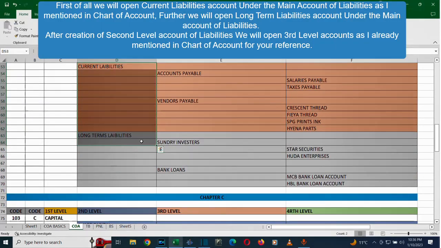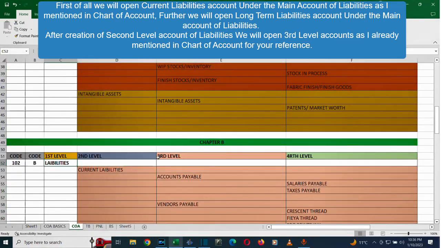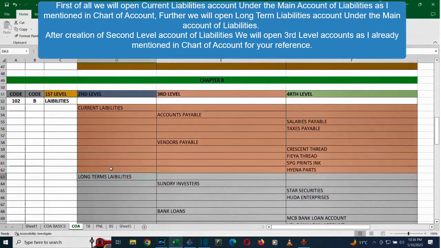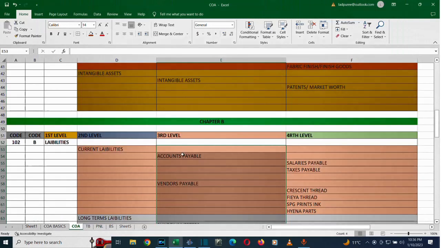First of all, we will open the current liabilities account under the main account. As I mentioned in the chart of accounts, further we will open the long-term liabilities account under the main account of liability. After creation of second level accounts of liabilities, we will open third level accounts as I already mentioned in the chart of accounts. Number 1, a third level account payable under the current liabilities, level 2 account.